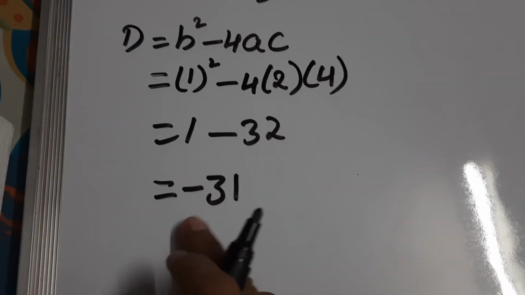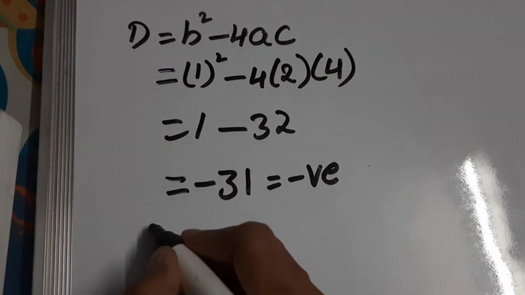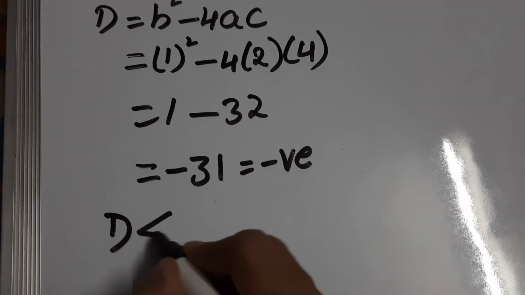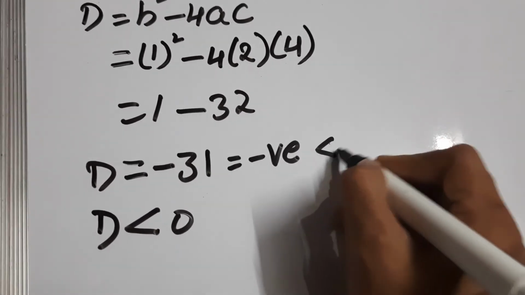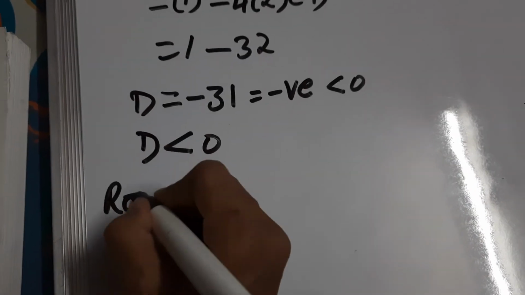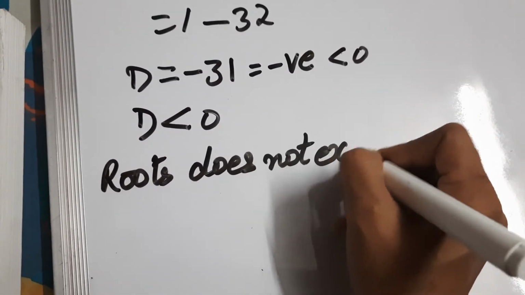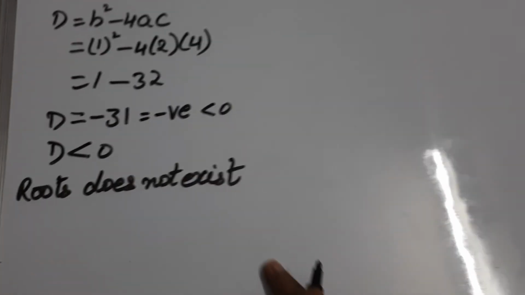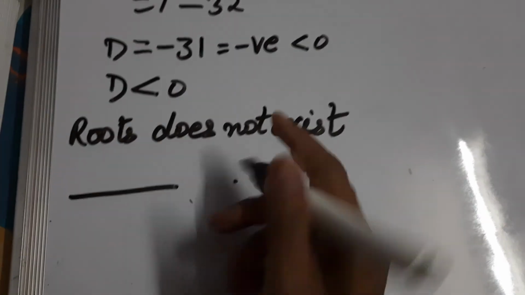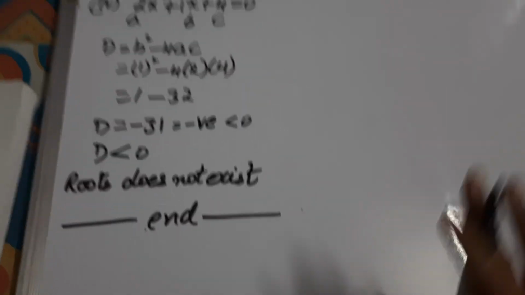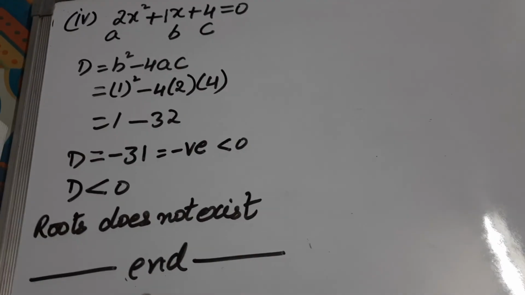So dear students, now in this case minus 31, a negative value is there. And what does negative mean? It is less than 0, meaning the discriminant, which is minus 31, is less than 0, meaning roots do not exist. If they do not exist, that means the question will end right here. Our question ends here. No need to solve it further by any formula. Okay, roots do not exist.